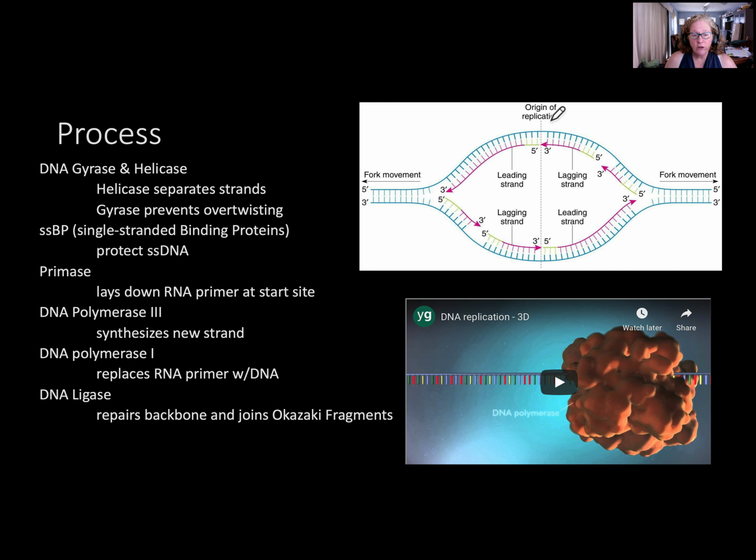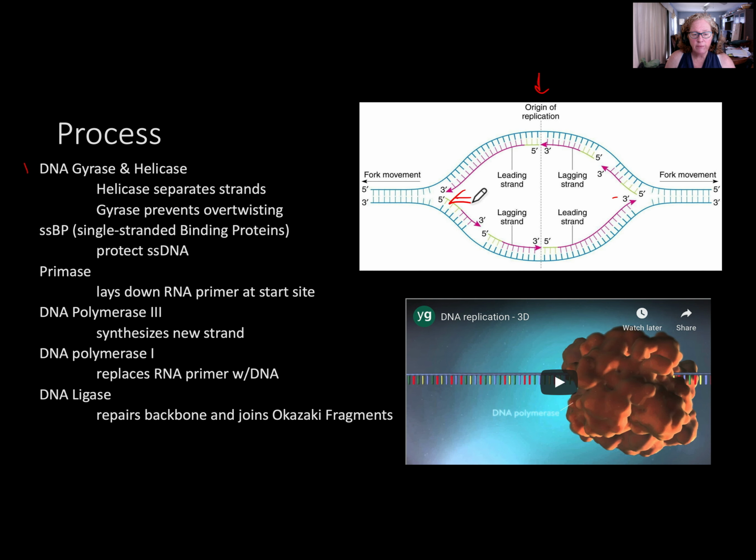So here we have an origin of replication. We have two replication forks, one on the left and one on the right. We're going to look at replication moving towards the left first, so we'll just concentrate on the left side of this picture. Step number 1 is DNA gyrase and helicase. These are two enzymes that come together to help form what's called the replisome.